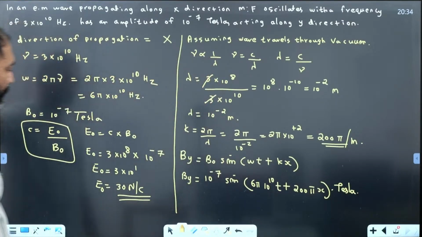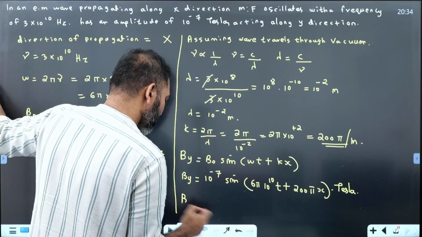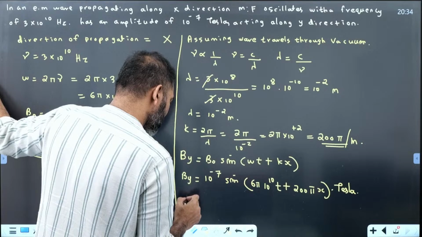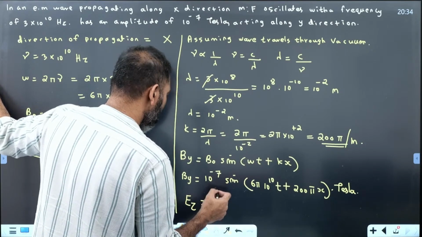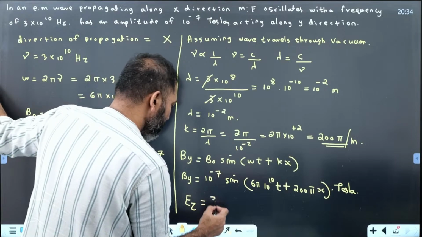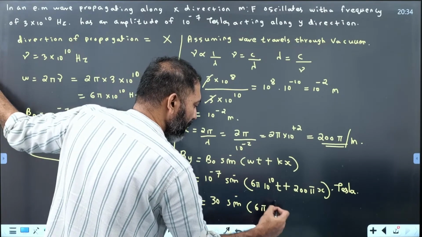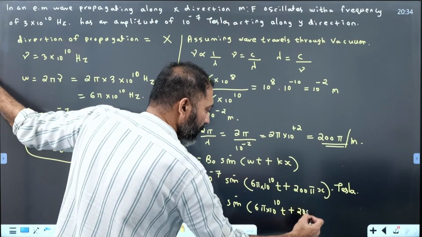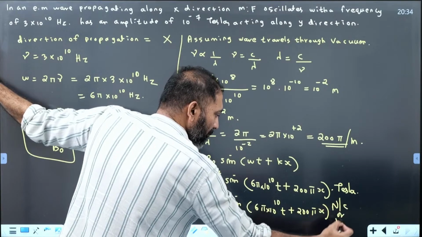And what will be the electric field? This is By, so magnetic field is along y direction, propagation along x direction, so electric field has to be what? Ez is equal to E0, what is E0? 30. Then rest is same. Sin 6 pi into 10 raised to 10 t plus 200 pi x Newton per coulomb or volt per meter.